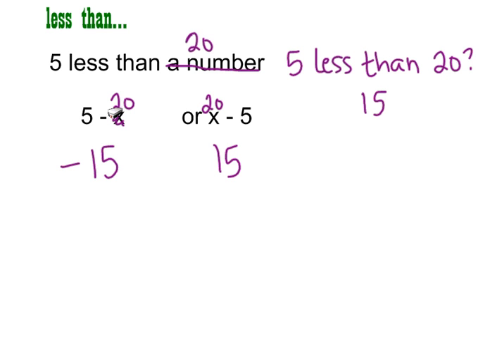So going back to the very beginning here, I can see that this is not going to work out. 5 less than a number should actually be written like this. So we need to be careful when you see the less than phrase that we end up writing it what seems like backwards, but it does actually work and it does actually make sense.